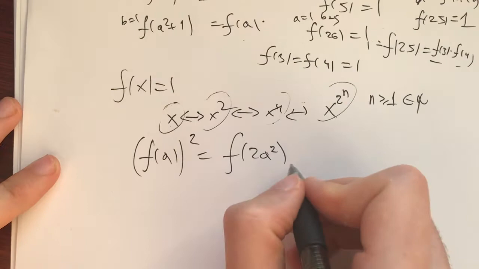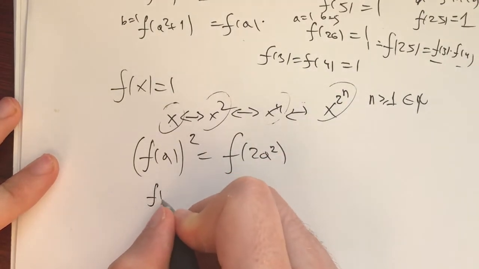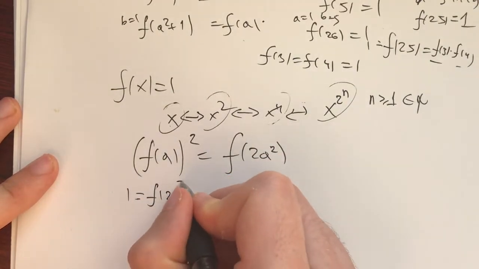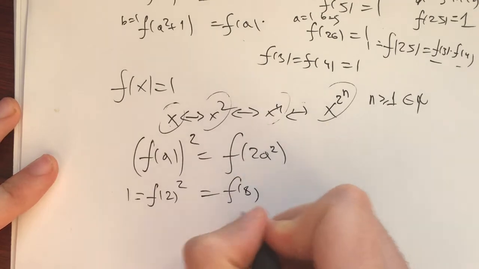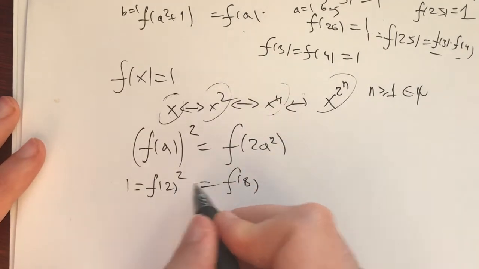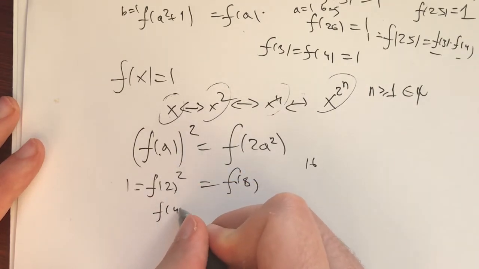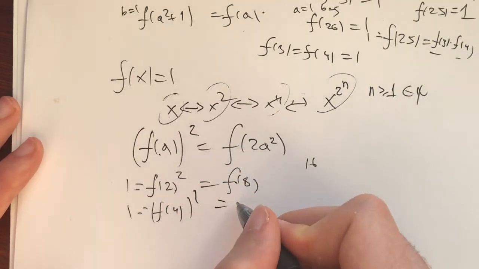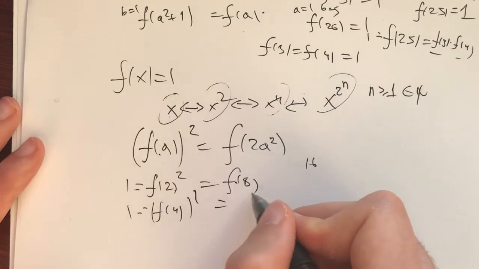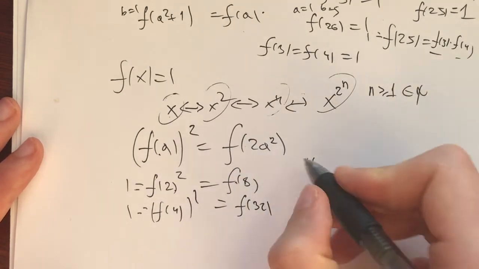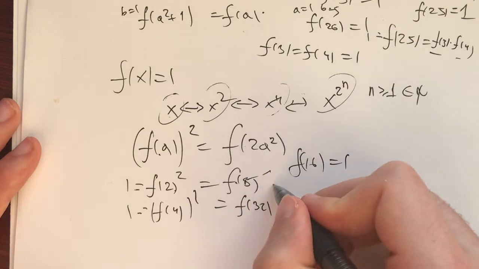And now for here, what I'm thinking is if I plug in 2, I'll get that f of 2 squared, okay, this is 1, is equal to f of 8. So f of 8 is also 1. And then I look, I have 14, I can get 16. And if I plug in 4 here, I'll get f of 4 squared is equal to 1. And this is f of 4 squared times 2, which is 16, which is f of 32. So I have f of 16 is 1, f of 8, f of 32.